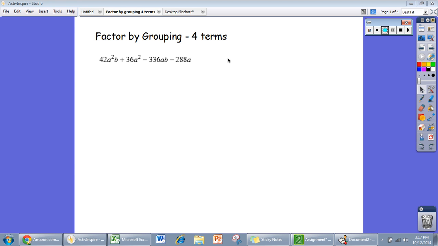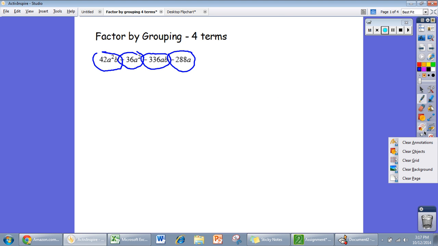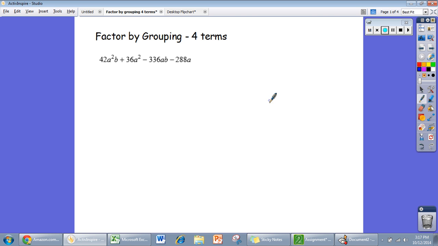Hi, this is Mrs. Boykin, and today we're going to talk about factor by grouping, that is factoring with 4 terms. Each one of these is considered a term. Here's my first term, my second term to include my plus sign, my third term, and of course my fourth term. 4 terms. So let's go ahead and clear this out and get started.